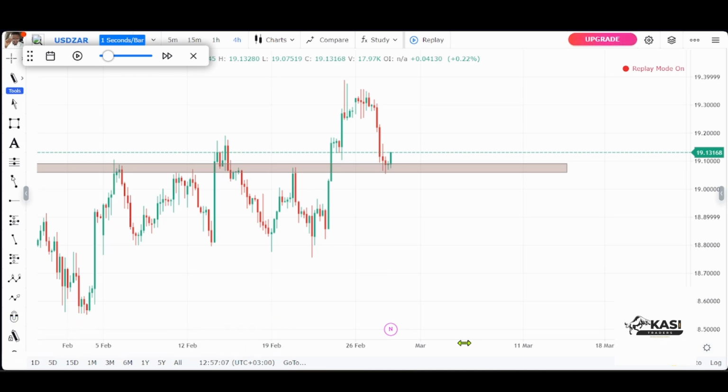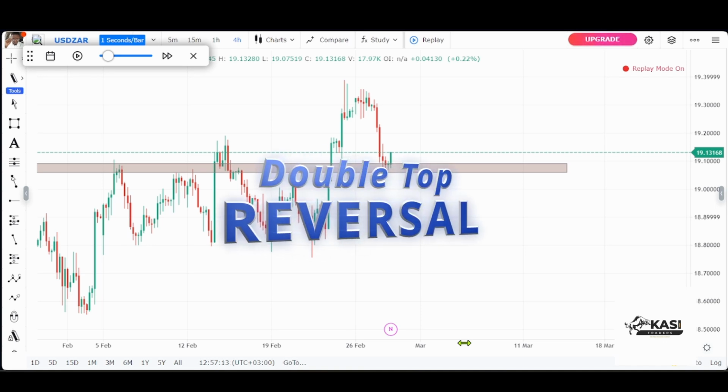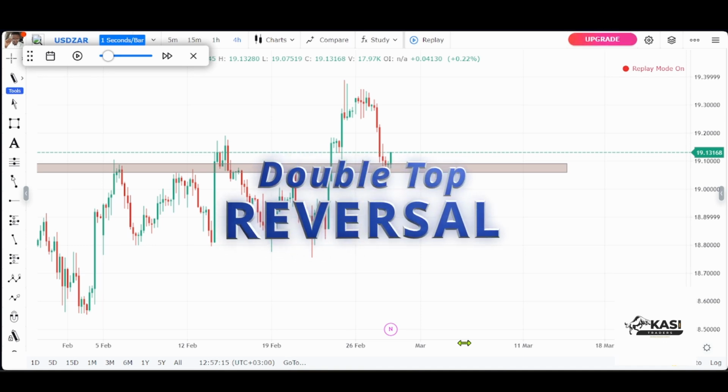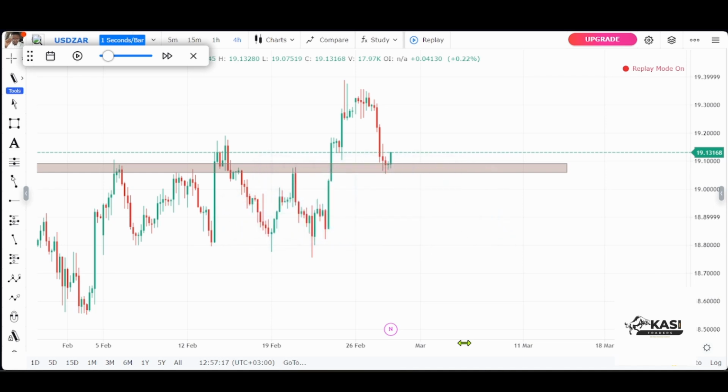Today we are diving deep into a powerful trading pattern that can help you identify potential market reversals, the double top reversal pattern. This is one of the most reliable technical patterns, and I'm very excited to show you how you can use this to spot trend reversals in your trading. Let's get started.